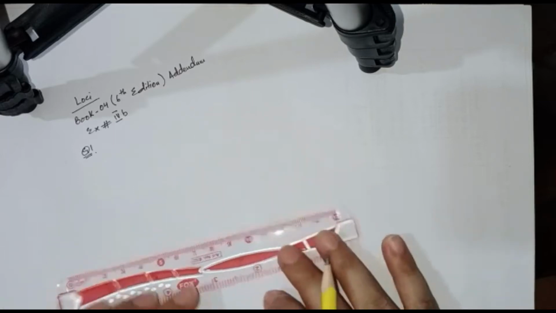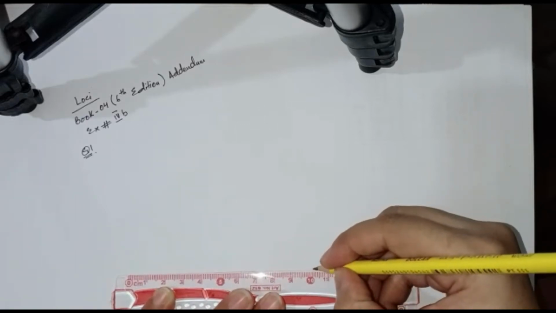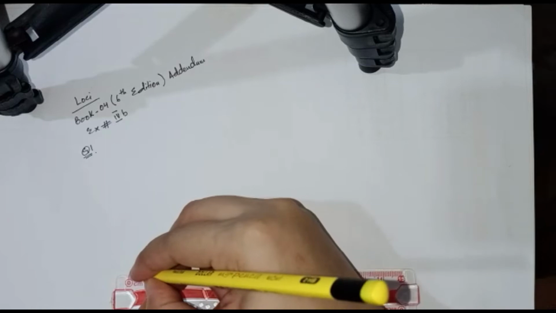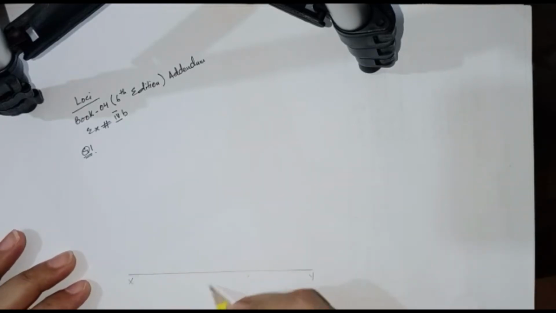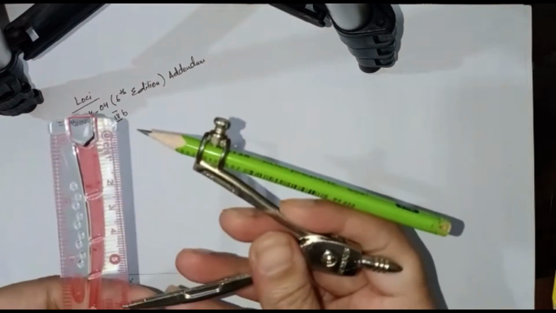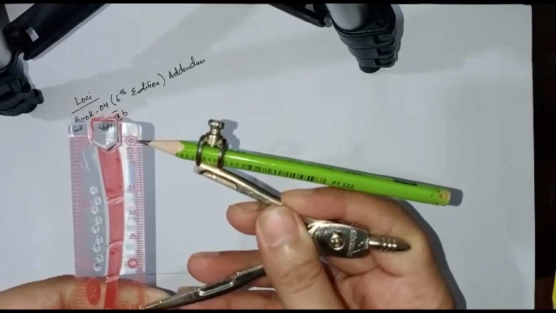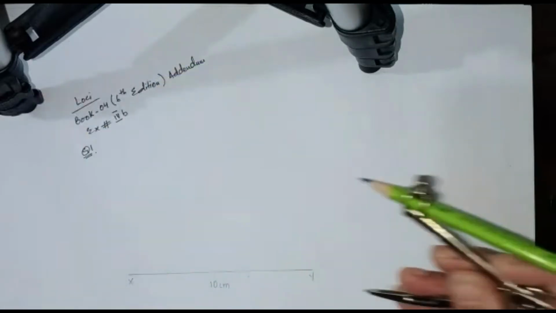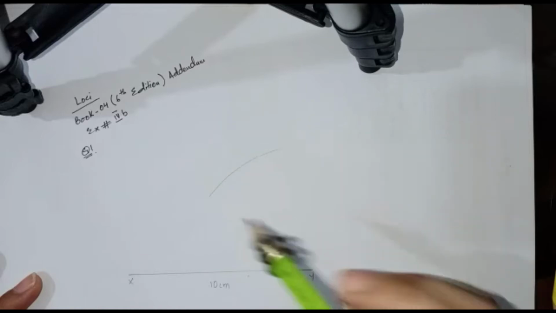So we will draw the baseline XY 10 cm first. So here I have drawn this XY line 10 cm. Then we will mark an arc of YZ 7.5 cm. We will measure our compass 7.5 cm. Okay. Then we will keep it on point Y and mark an arc here.